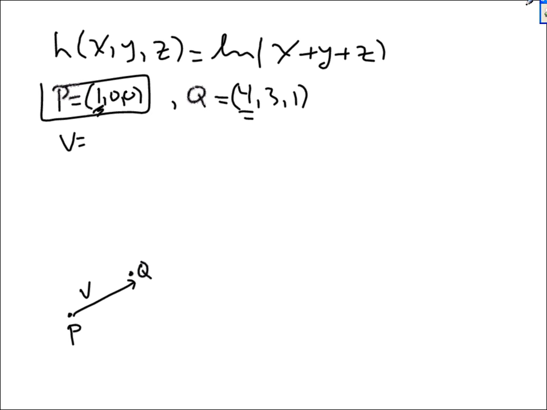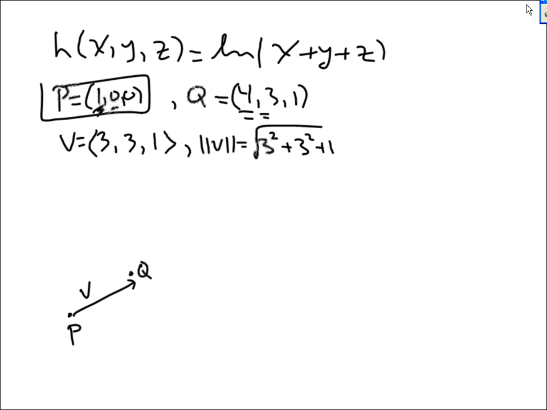4 minus 1 is 3. 3 minus 0 is 3. 1 minus 0 is 1. That's the vector V. The length of V, well, you square 3, and you square 3, and you square 1. 9 plus 9 is 18, plus 1 is 19, so the square root of 19.